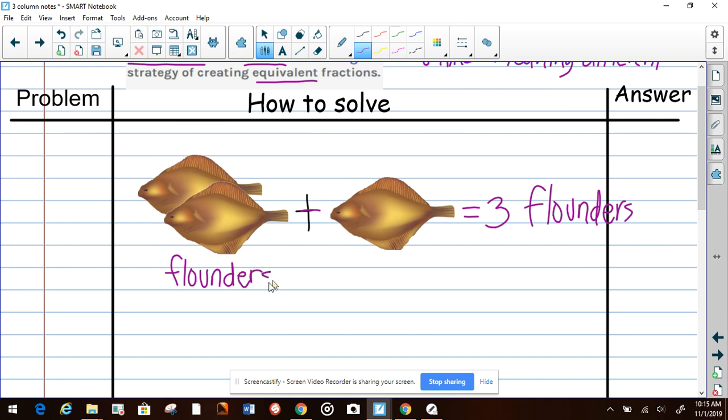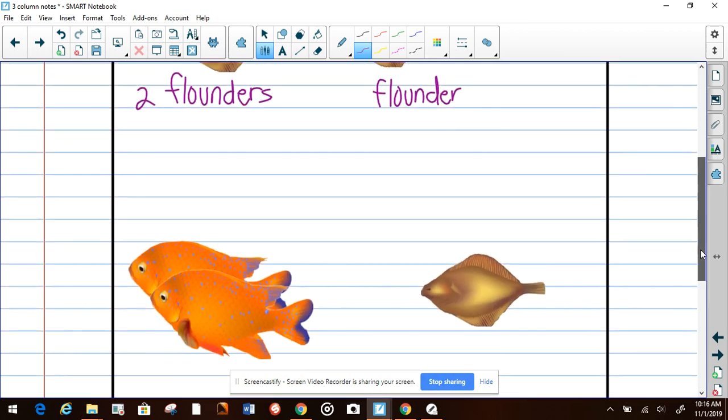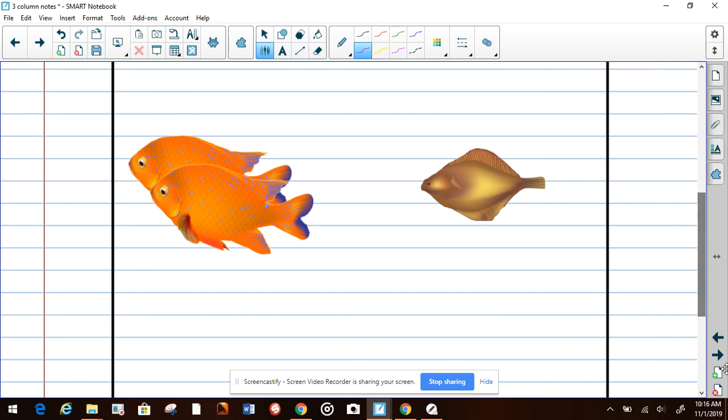So on this side, we have two flounders and we have one flounder over here. Those things are the same, so they're easy to add. The answer is three flounders. Now, when we get to a situation where you have different kinds of fish, for example, this one is called the Garibaldi. This is the name of this fish.